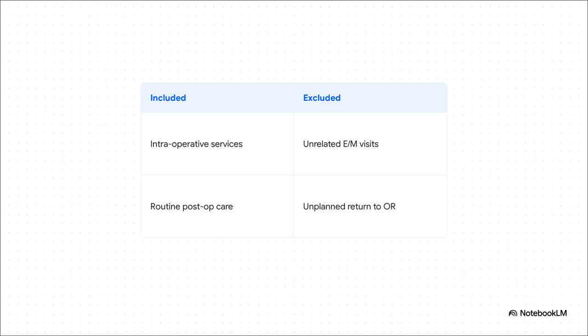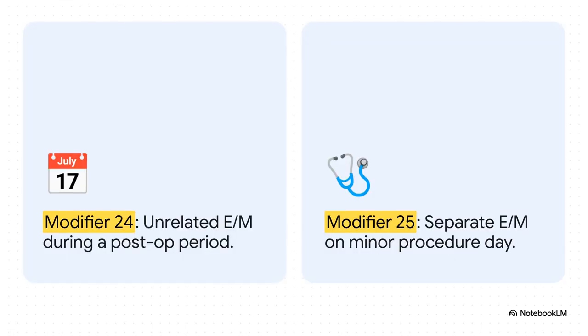You have to know exactly what is included versus what's excluded here. Routine post-op care and intraoperative services, those are bundled and included. But what about excluded services? That would be something like a totally unrelated E&M visit or an unplanned return to the operating room to fix a completely distinct complication. Which brings us to 2 heavily tested E&M modifiers.